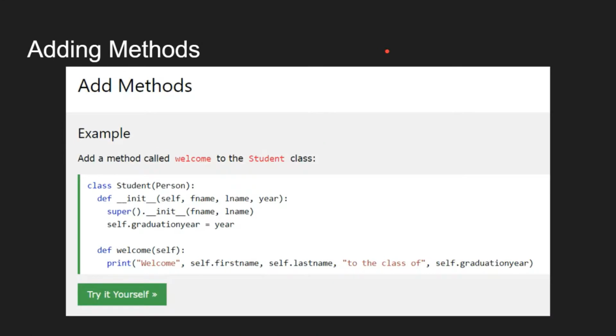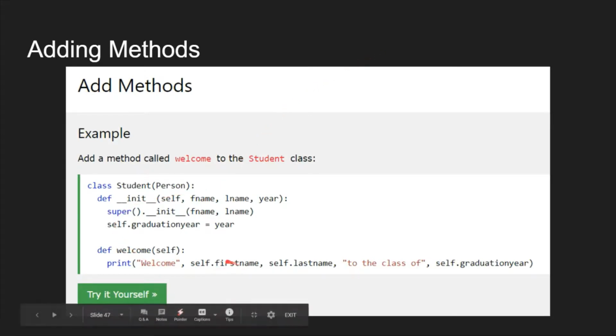So we can also add methods. We've added a property graduationYear, but we can also add methods to the Student class. So here we're adding a new method, welcome, which says welcome, for me it would be Rishinath, to the class of 2021.